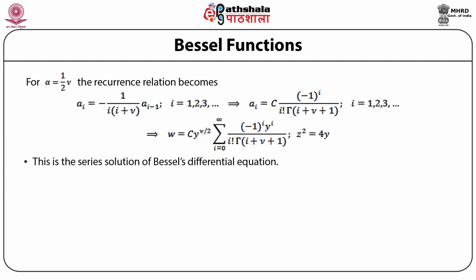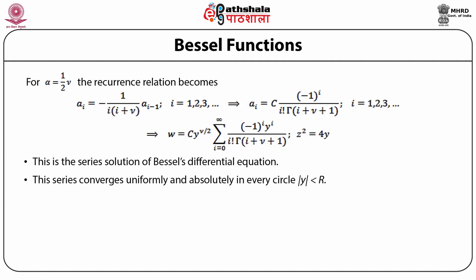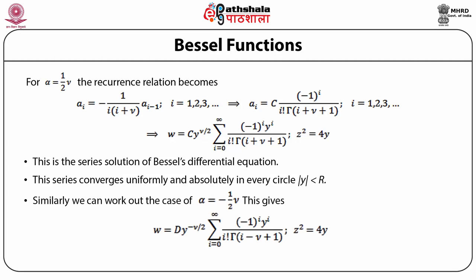From theory of infinite series, we know that this series converges uniformly and absolutely in every circle defined by mod y less than capital R. Similarly, we can work out the case of alpha is equal to minus half of nu. The result for this case is obtained by simply replacing nu by minus nu.